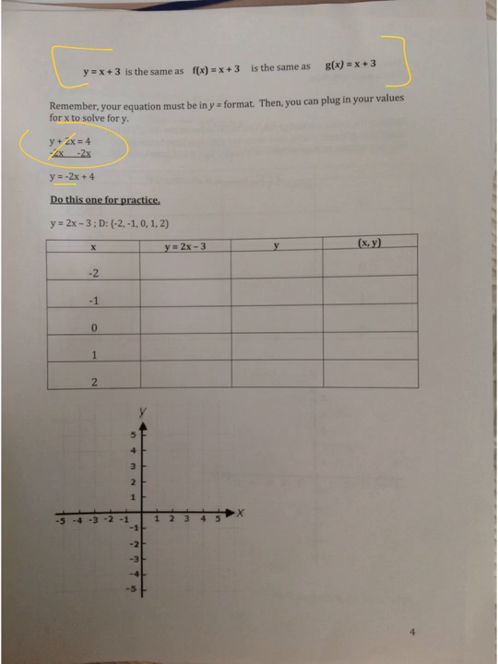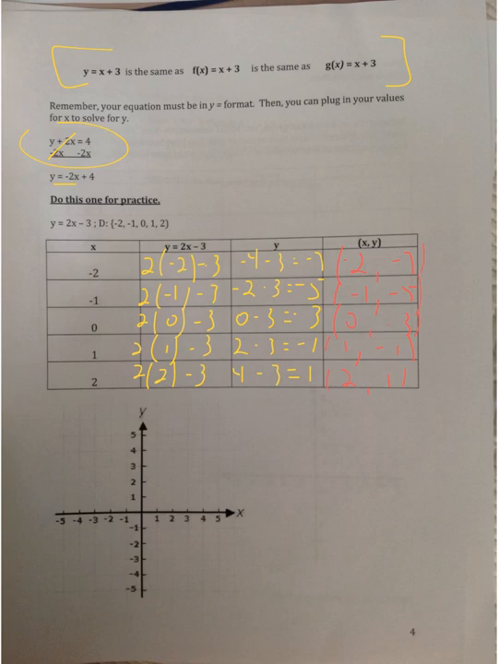So I want you to work on this by yourself. Go ahead and pause the video, and then you can come back and see how you did. You should have had for your ordered pairs -2, -7, -1, -5, 0, -3. -3 is hard to see. 1, -1, and 2, 1. You'll also notice that each one from here to here is going up by 2.